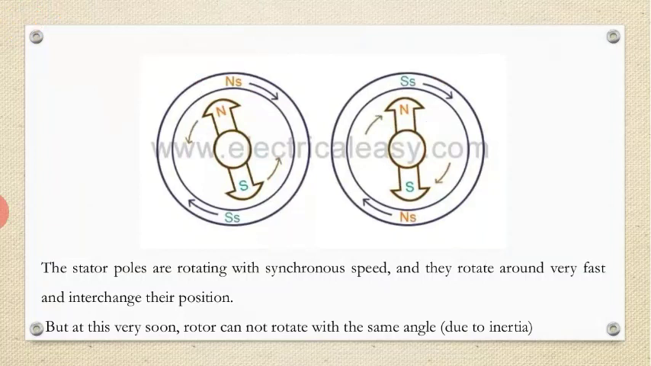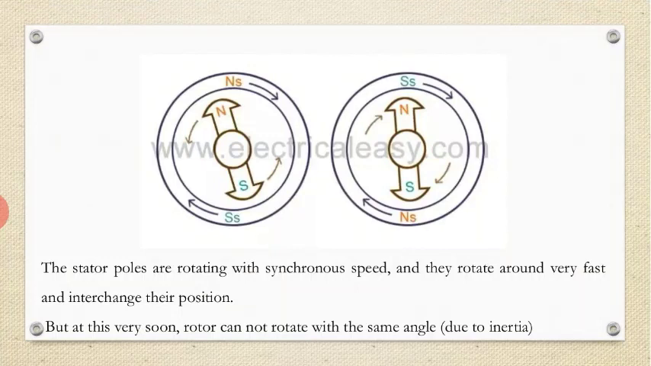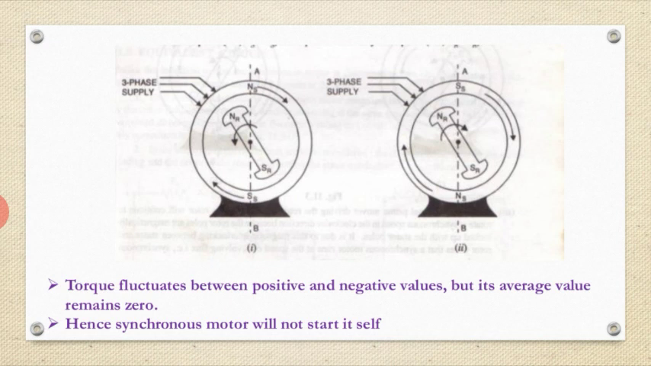During one half cycle it becomes repulsion, and in the other half cycle it becomes attraction. Hence the torque fluctuates between positive and negative values, but its average value remains 0. Hence the synchronous motor will not start itself. So I hope it is clear.